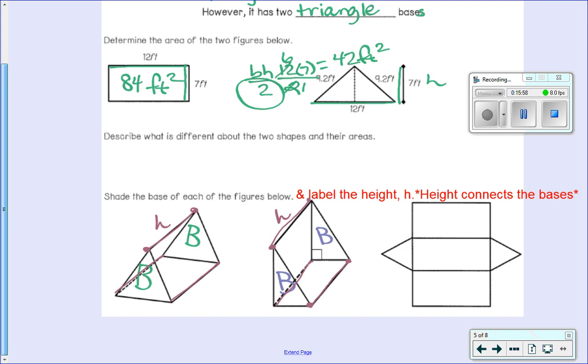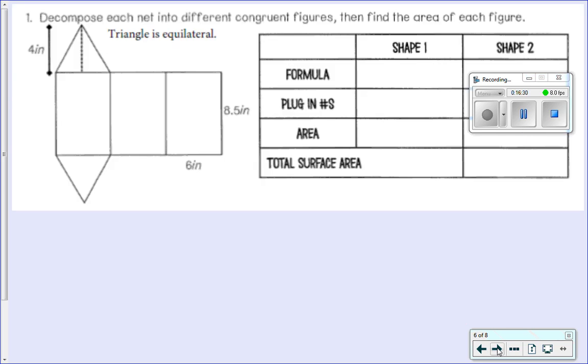And then we have a net here. And we see that it's a triangular prism, okay? The two triangles are opposite from each other, right? So here's our base. What connects our bases? The height of your prism. So that is your height. Are we good? All right, so that should be very helpful. Let's continue with surface area.